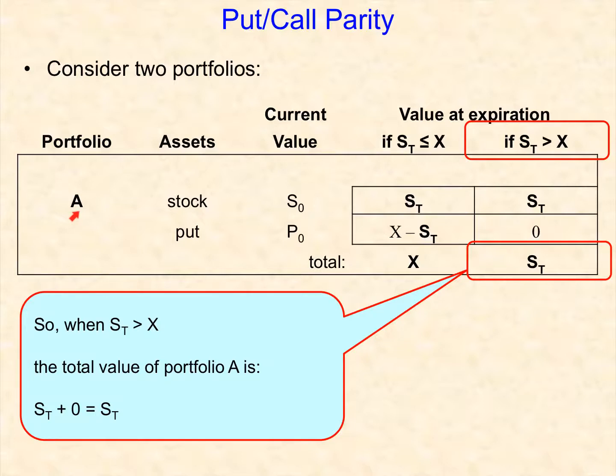To recap, portfolio A consists of a share of stock and a put option. We examine the value of these assets at the expiration day of the option contract. If the stock price has fallen below the exercise price, then the portfolio is worth X dollars. If the stock has risen above the exercise price, the portfolio is worth S sub t dollars.